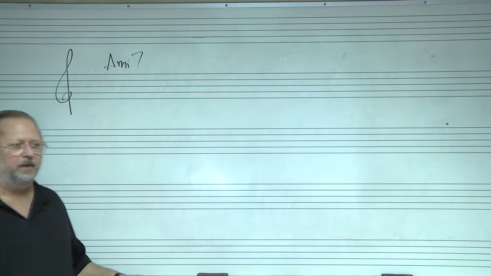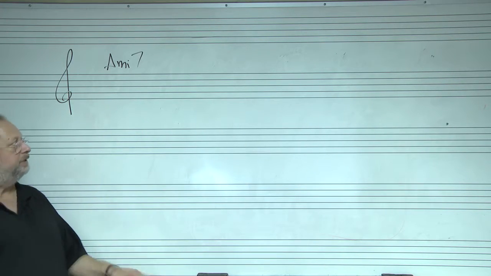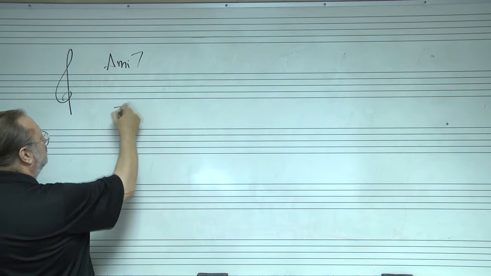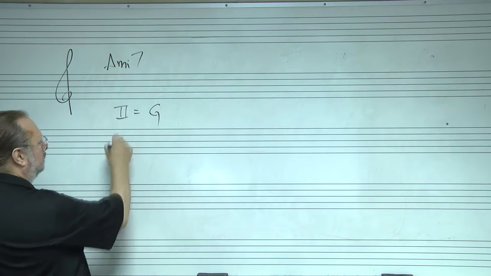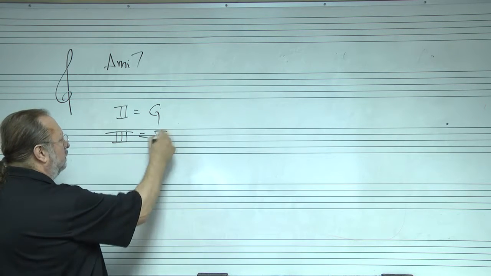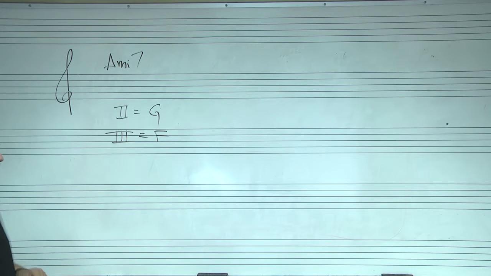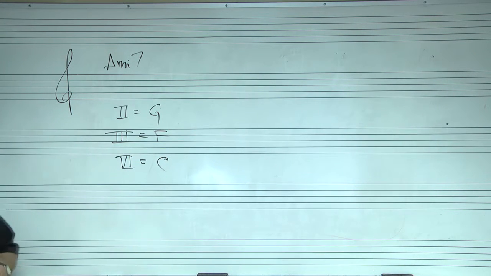How many minor chords are there in a major scale? You've got the 2 chord, the 3 chord, and the 6 chord, right? So that can be the 2 chord in what key? G. It's the 3 chord in what key? F, right? And it's the 6 chord in what key? C. Anybody confused about that?